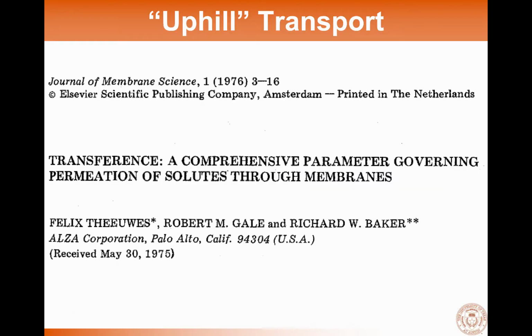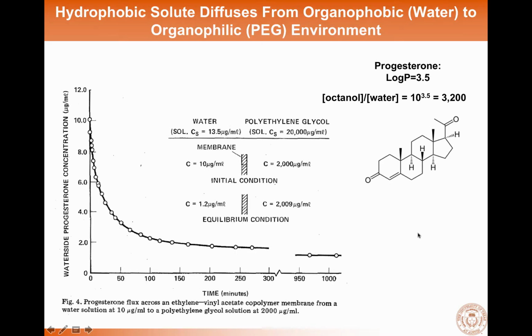We often think about transport occurring downhill, in the sense of from regions of high concentration of a component of interest to regions of low concentration, but there are also cases where you can have so-called uphill transport, where the transport is actually against the concentration gradient. And there's a nice example of that in this paper by Richard Baker.